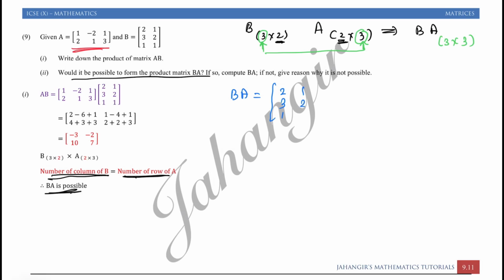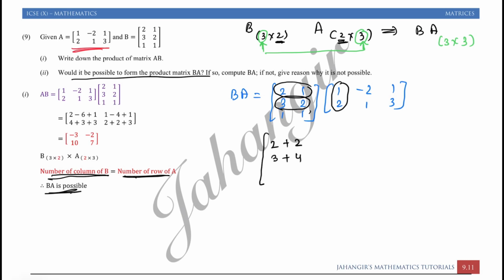2 3 1 1 2 1, 1 2 minus 2 1 1 3. So first row first column. Answer is 3 by 3. To make brackets accordingly. 2 1s are 2 plus 1 2s are 2. See, we have same numbers. Then second row first column. All rows should be multiplied by first column. 3 1s are 3 plus 2 2s are 4. Third row first column. 1 1s are 1 plus 2 1s are 2. This part is done with first row.